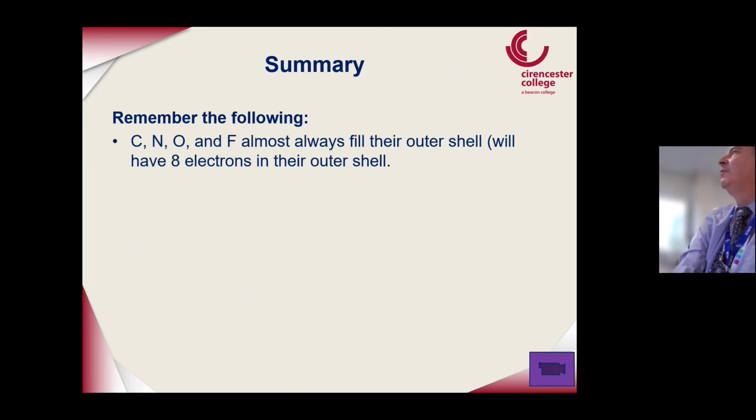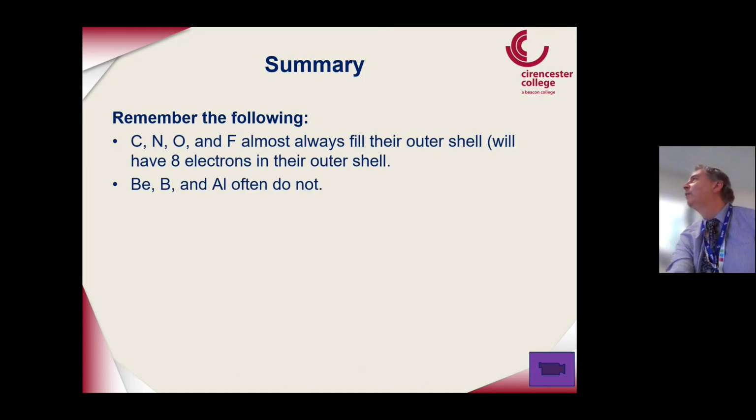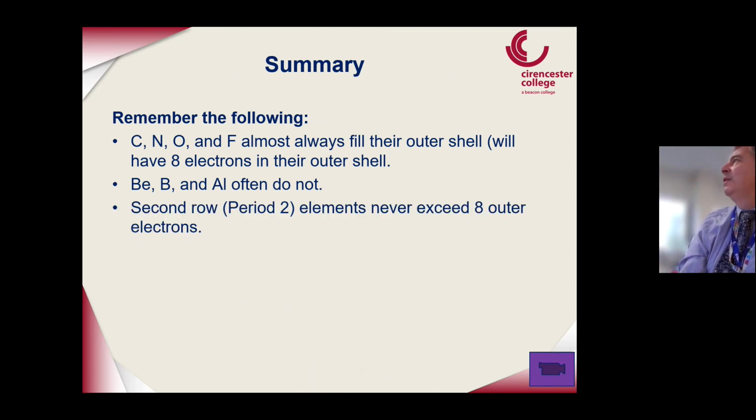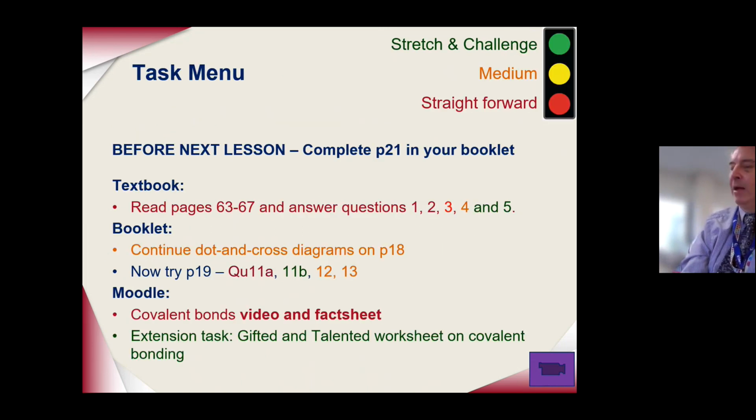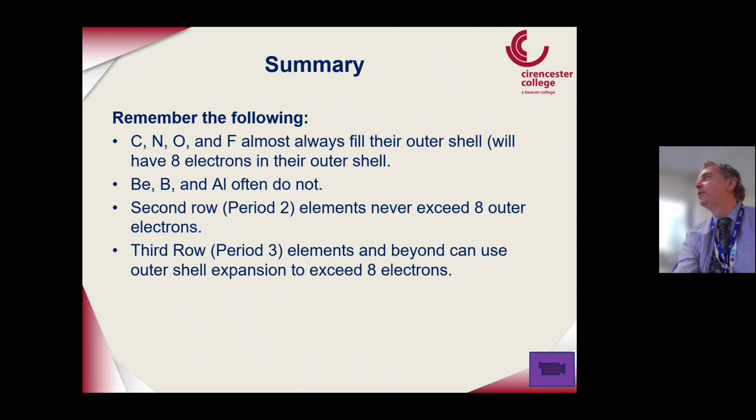So in summary, carbon, nitrogen, and oxygen almost always fill their outer shell. They will have 8 electrons in their outer shell. Beryllium, boron, and aluminium often do not. The second row never exceeds 8. Period 3 can exceed the 8, up to their final number of electrons in their shell. So, for instance, the group 7s can add up to 7, so they could actually have 7 bonds. That is a possibility.